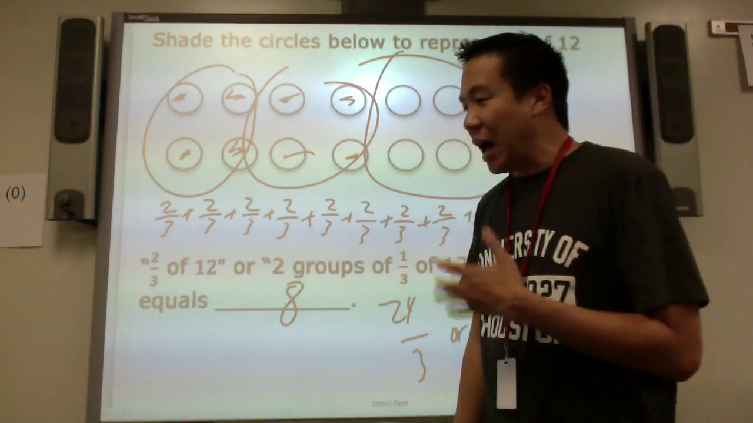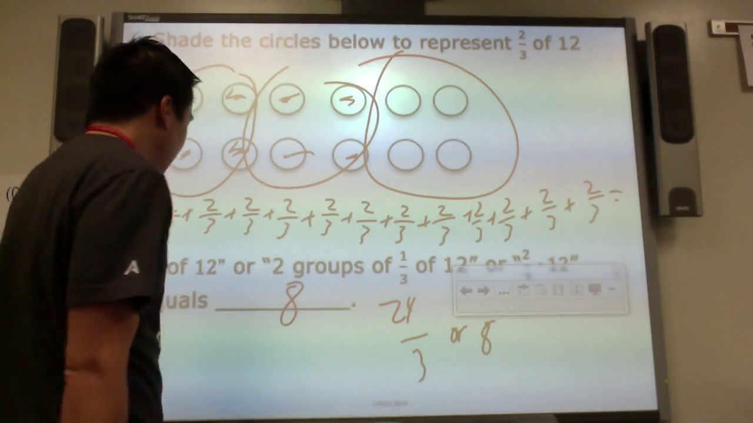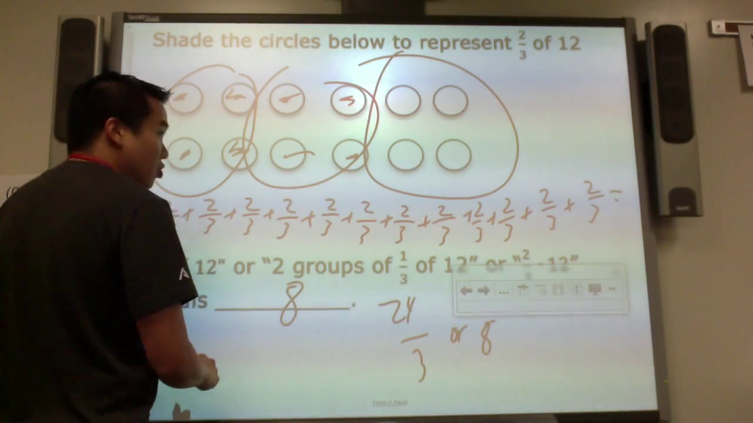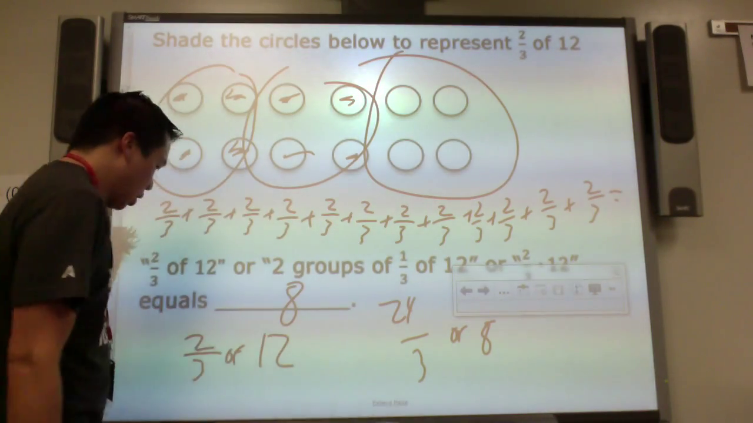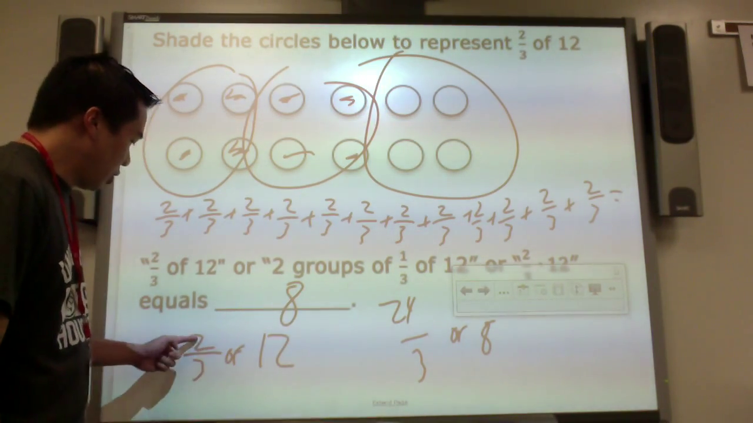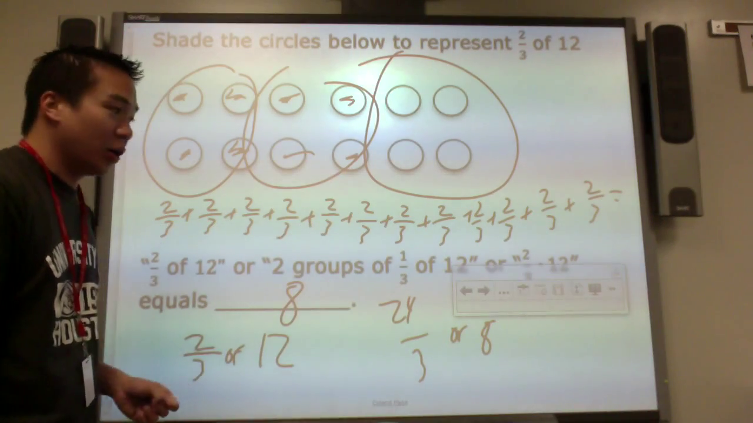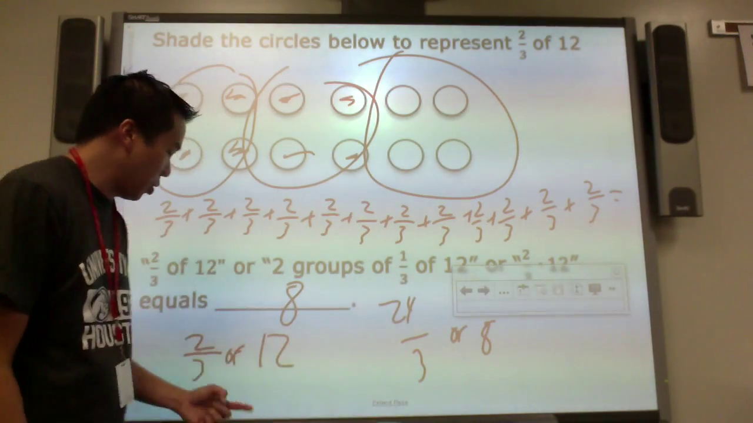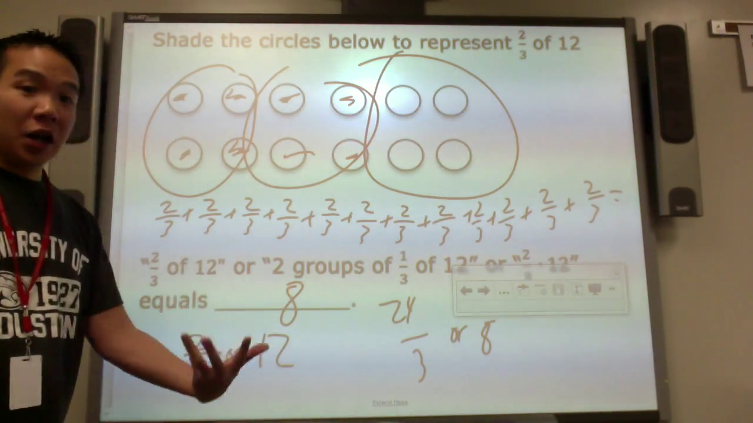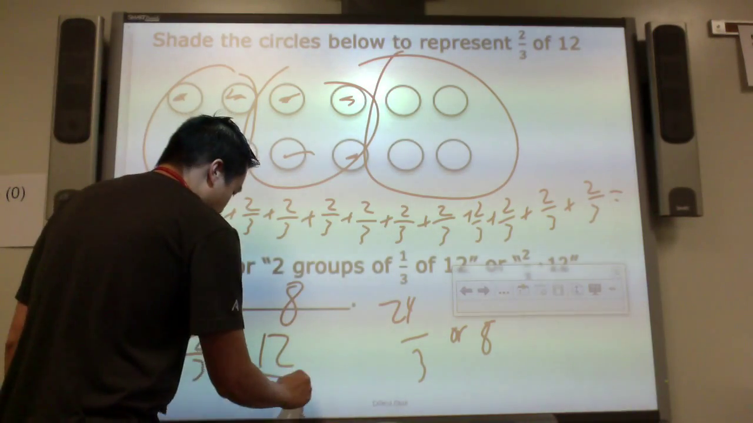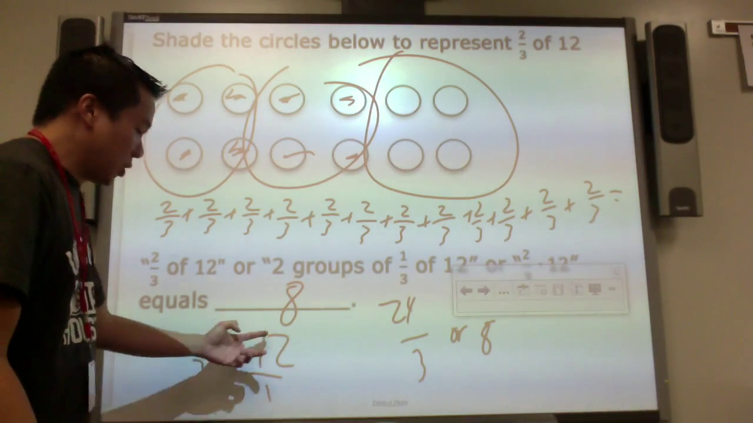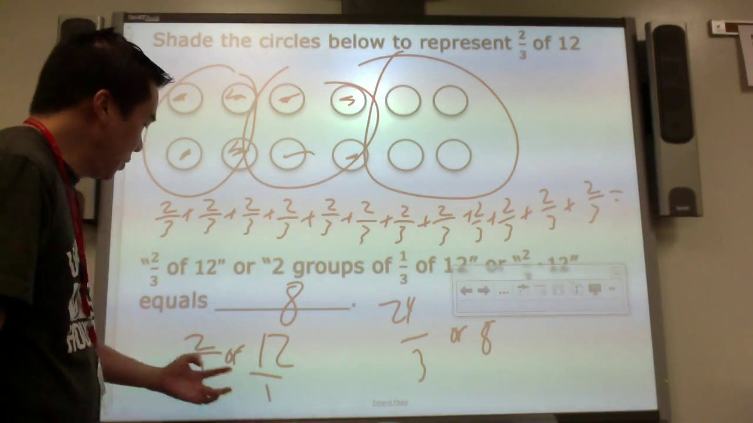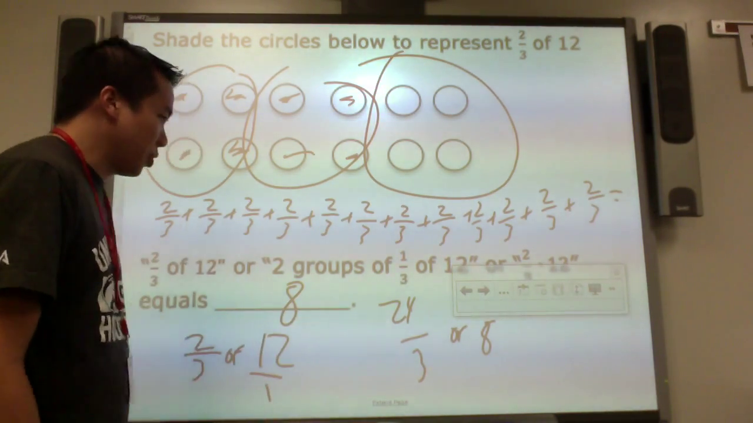Again, it's not very efficient. I do not care about doing it this way, so there must be another way. We have 2/3 of 12. As you can see, the 2 repeats 12 times, so 12 times 2 is 24. You keep the third. Another way to do it is turn this 12 into a fraction by putting 1 underneath it, because 12 divided by 1 is 12. Then you multiply across, you get 24/3, right?